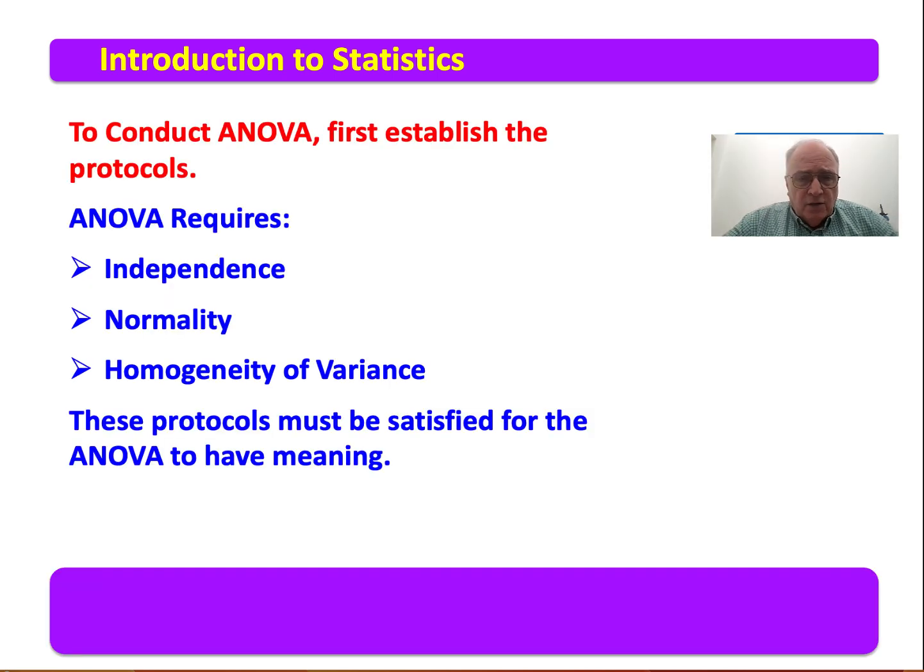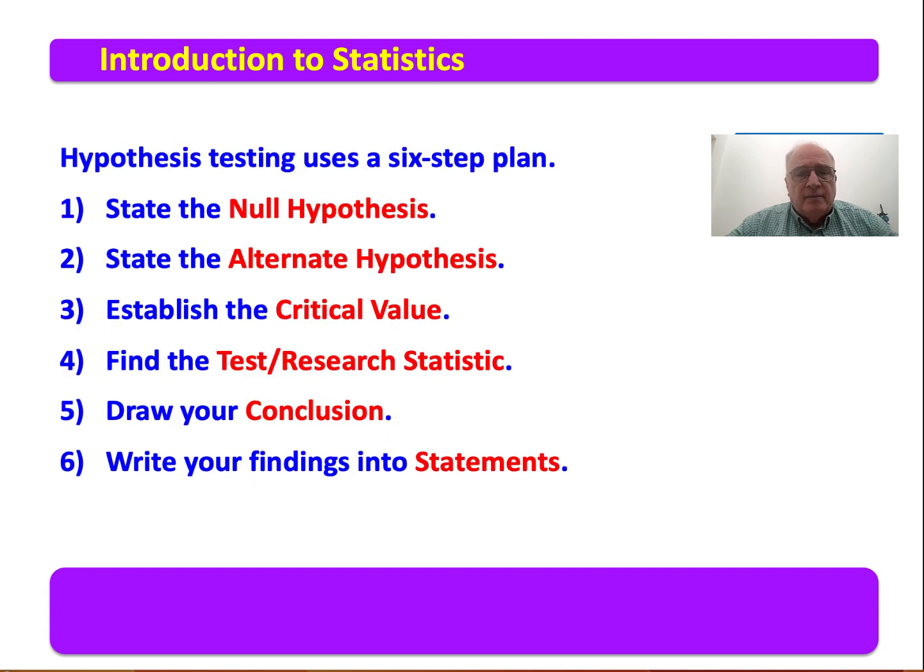To conduct ANOVA, first establish the protocols. Now, the protocols are that you have independence, normality, and homogeneity of variance. And then I will remind you of the 6-step plan. You state the null and the alternate, the critical value, the test, research, the conclusion, and the statement. Now, in conducting ANOVA, there will be some unusual things in step 4.